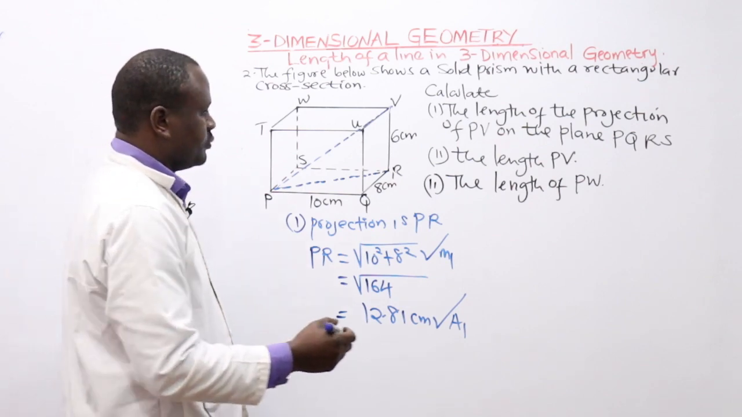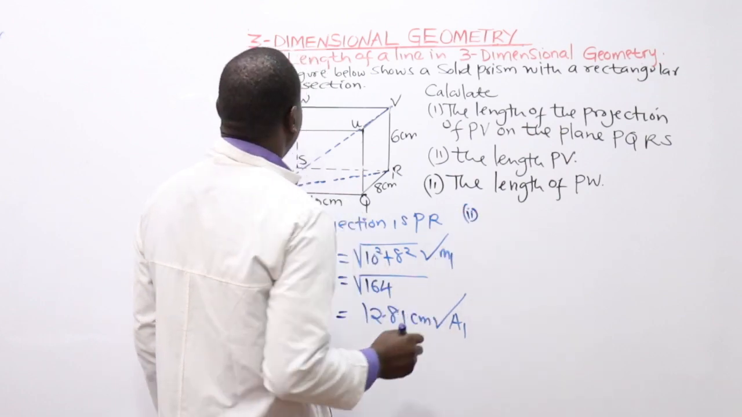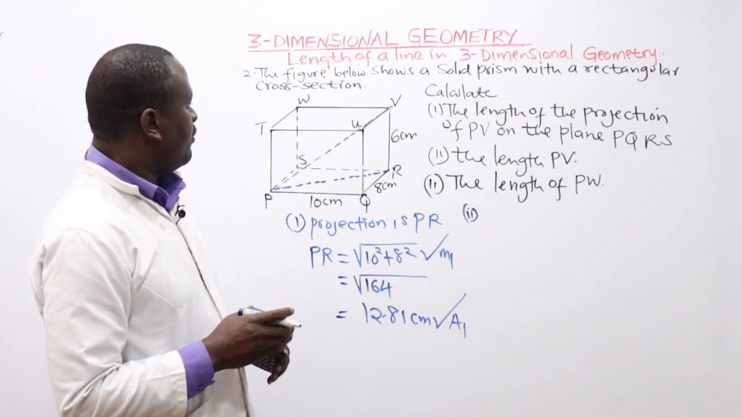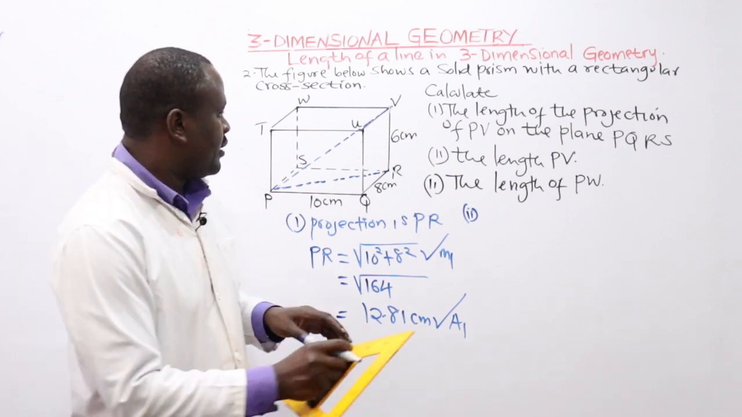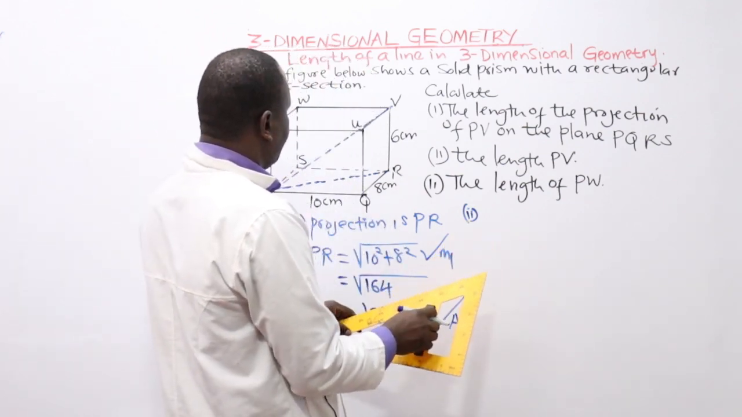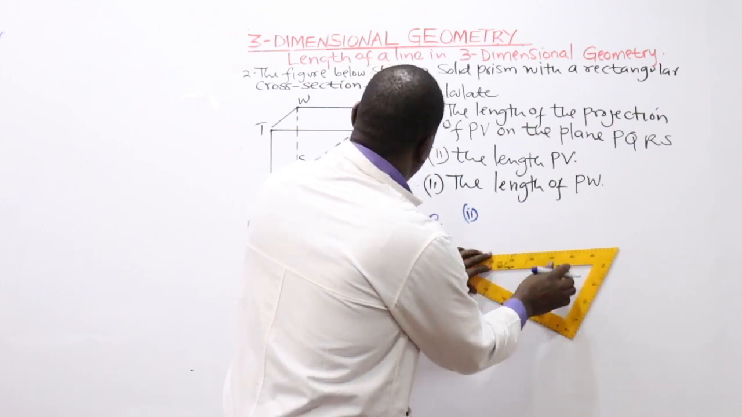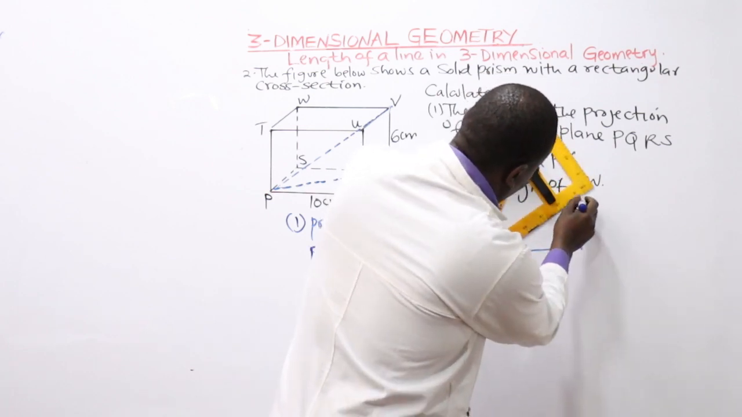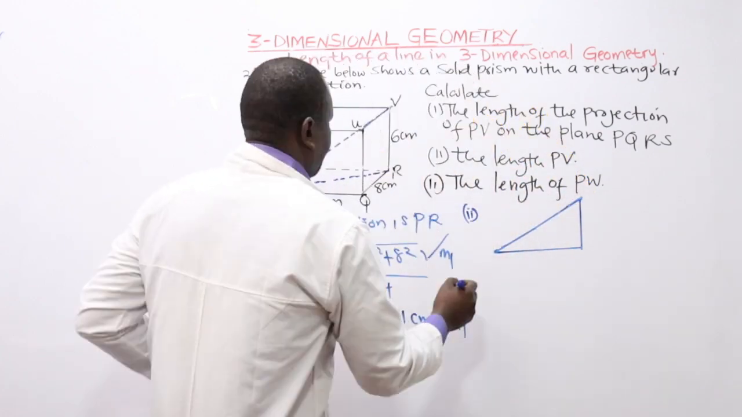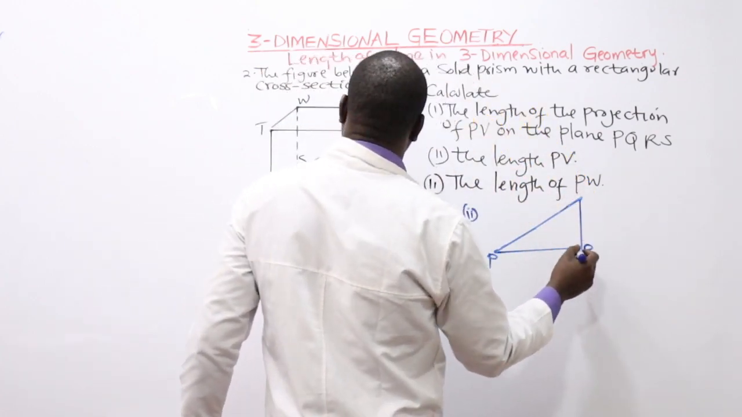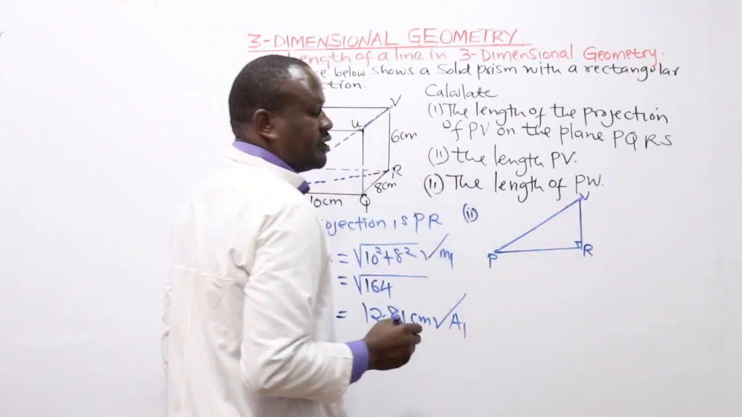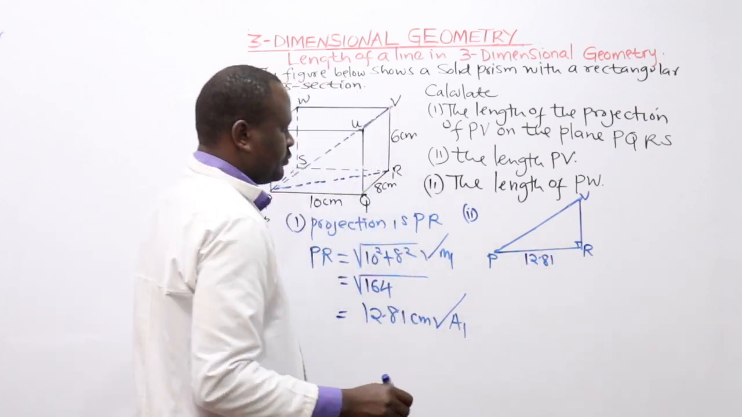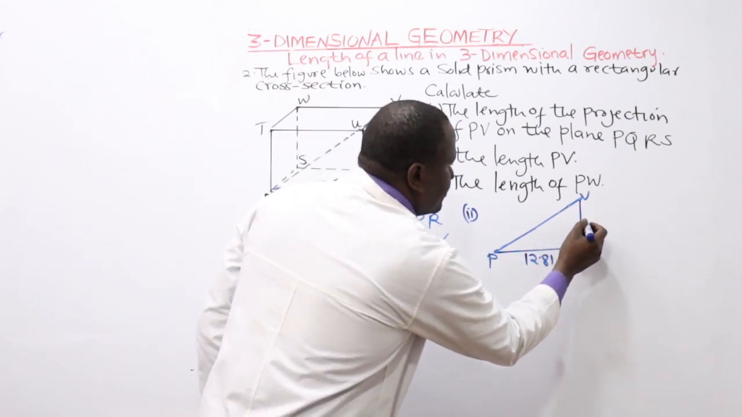Question 2, in Roman, part 2. The length of PV. Now that we have PR, we are looking at the length of PV. So it is like this: P, R, V. This is 90 degrees. Therefore, this is already 12.81. And this is given as 6.